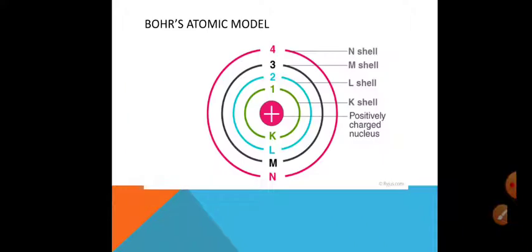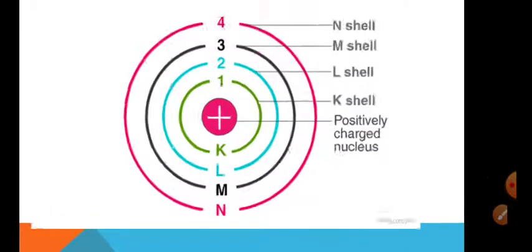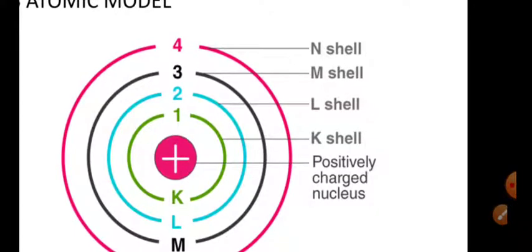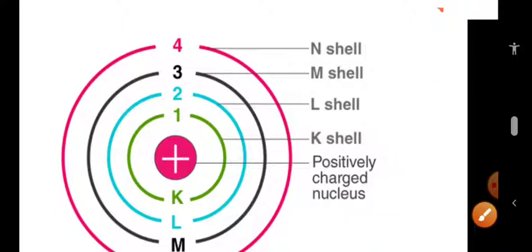Now how to calculate the number of electrons in each and every shell? For example, at K shell how many number of electrons are there? At L shell how many? At M shell how many? At N how many? So we can calculate how many number of electrons are there at each and every shell using a formula. The formula is 2n square.